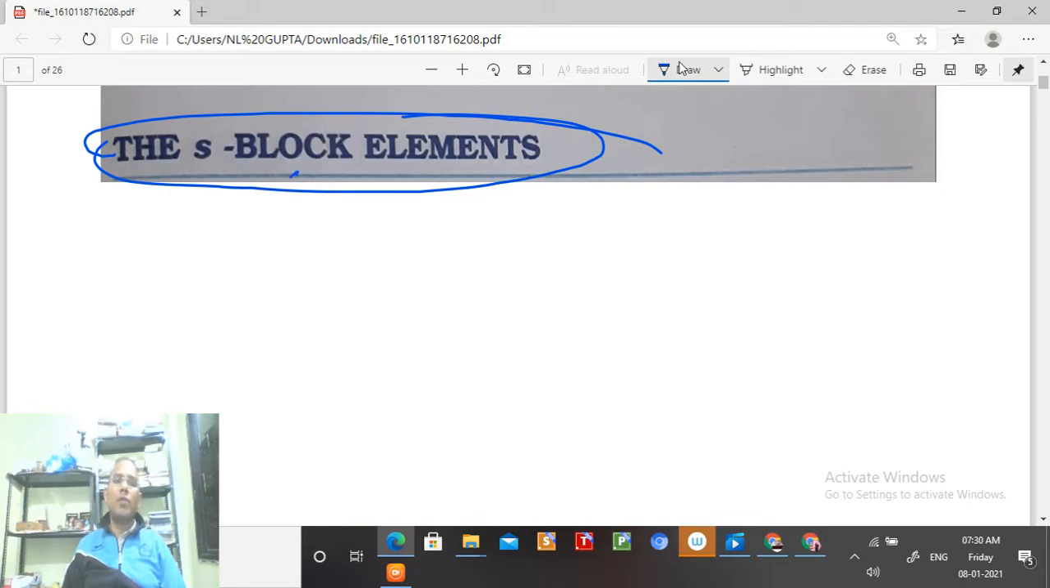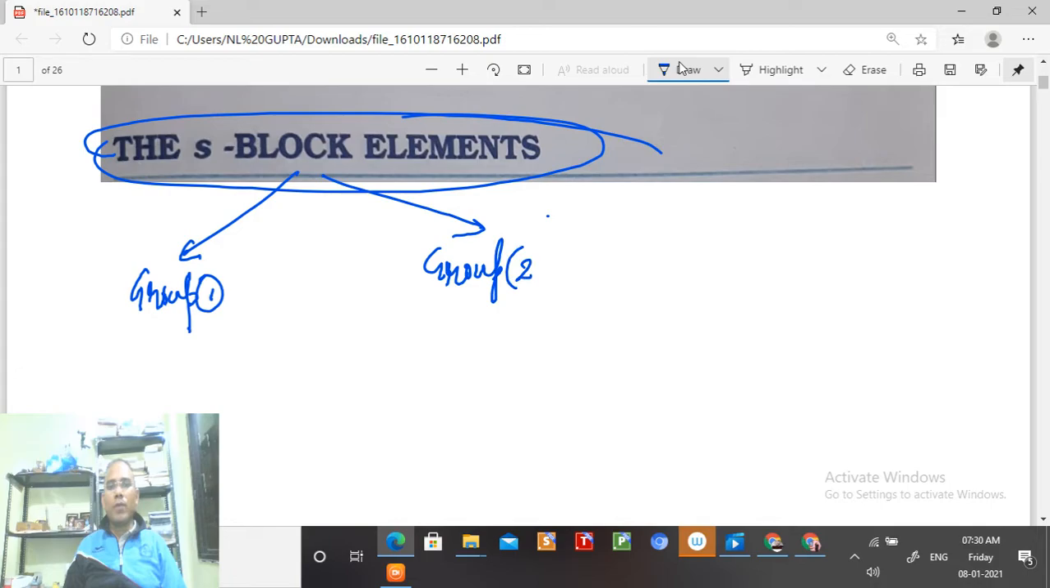So if you talk about S block elements, they contain only metals. Group number one is there, and group two. So these two groups comprise the S block elements. Group 1 plus group 2 is equal to the S block elements.